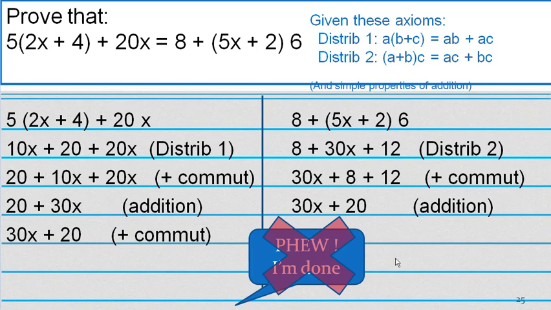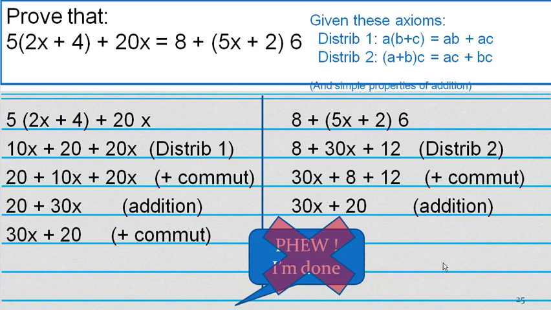I'm done, right? And the answer is you are not done. This is just your scratch work. You still need to turn this into a real proof. Right now you have convinced yourself of the truth of this equality, but you want to convince others. And to do that, you need to do a little bit more work.